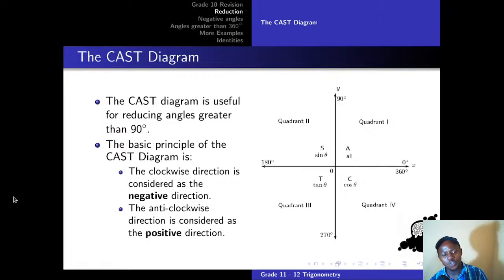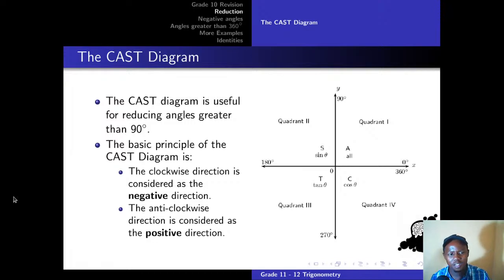An easy way to remember the order of this diagram is the mnemonic: all students take coffee, in that specific order. All is in the first quadrant, students stands for sine in the second quadrant. The third quadrant we have take, which is tan. The fourth quadrant we have cos, coffee. All students take coffee. This is an easy technique for you to remember how the cast diagram is structured.